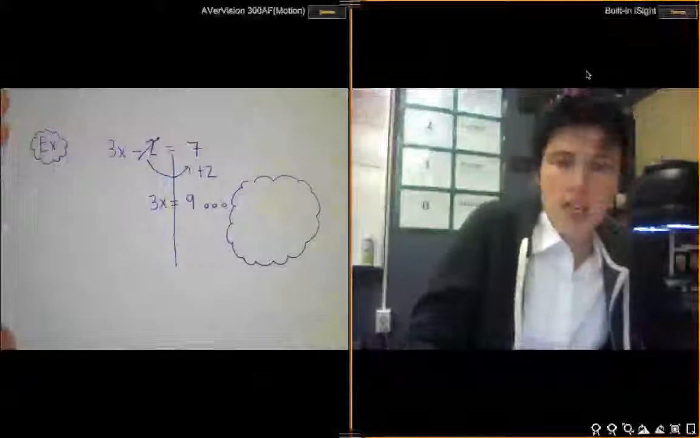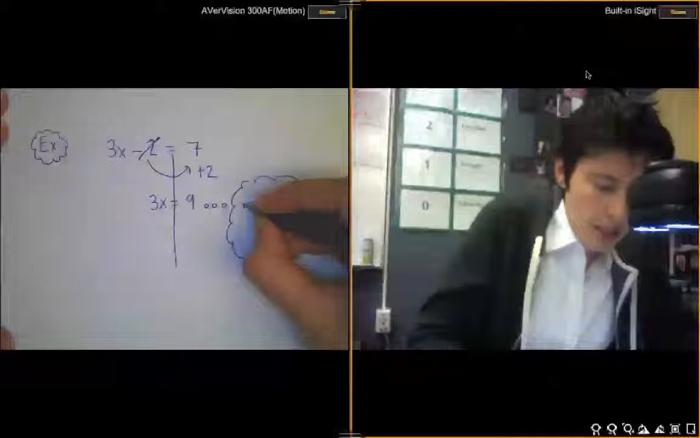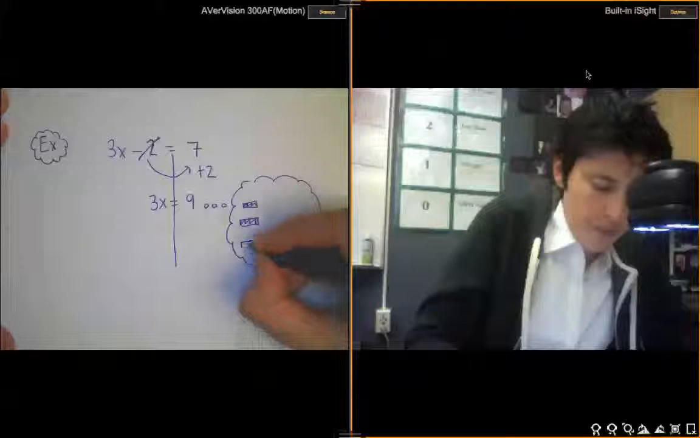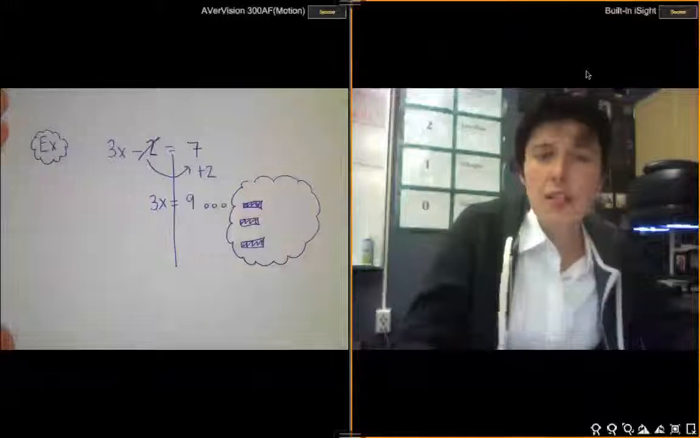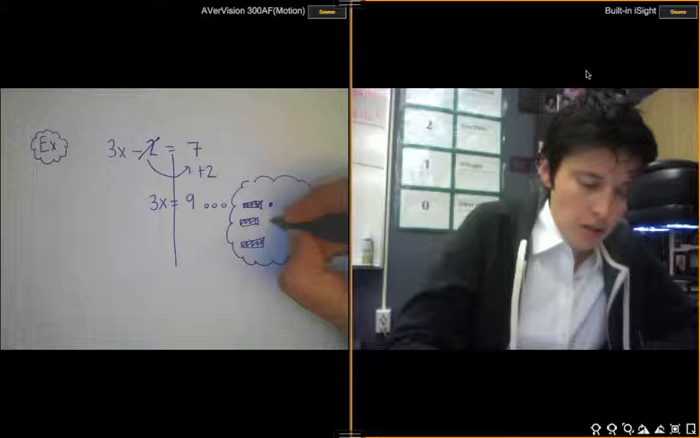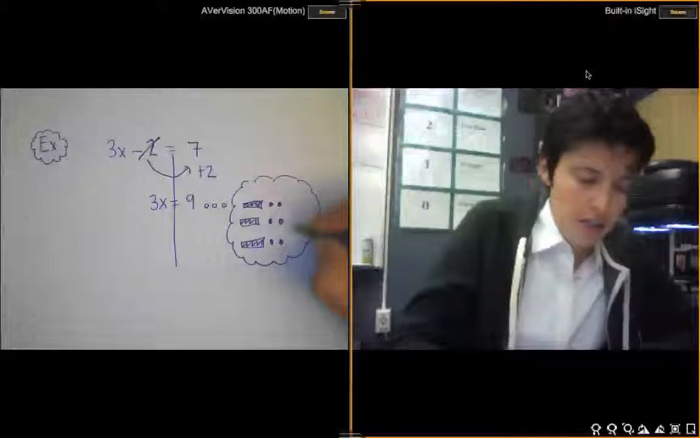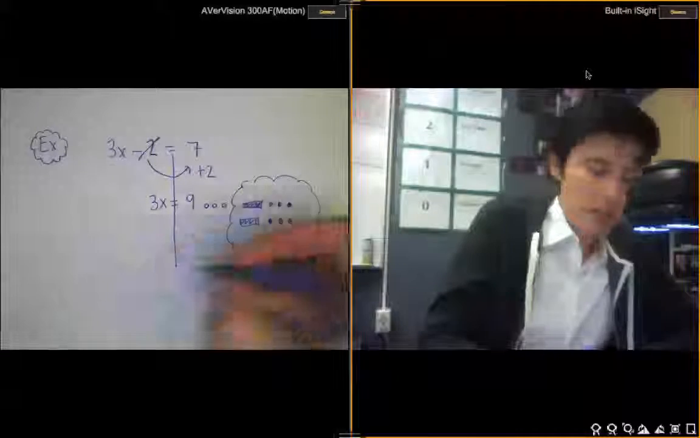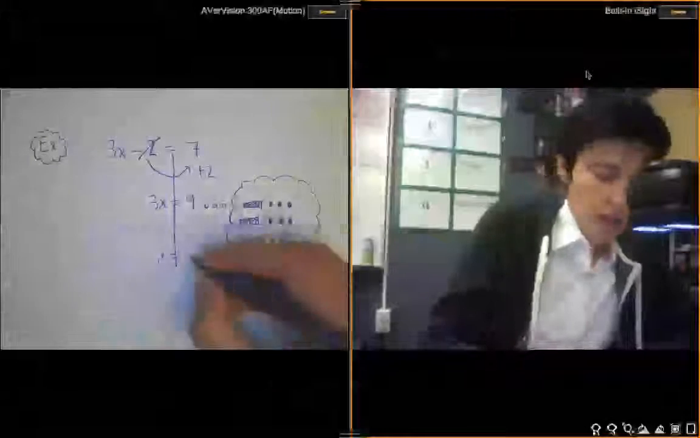If I have 3 x's equals 9, that means I have 3 x's. 1, 2, 3. Here's my 3 x's. And it's equal to 9 tiles. So divide those 9 tiles up. 1, 2, 3, 4, 5, 6, 7, 8, 9. How many does 1x equal? Well, 1x is equal to 3. So x is equal to 3.